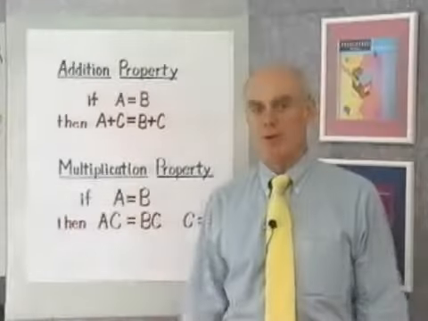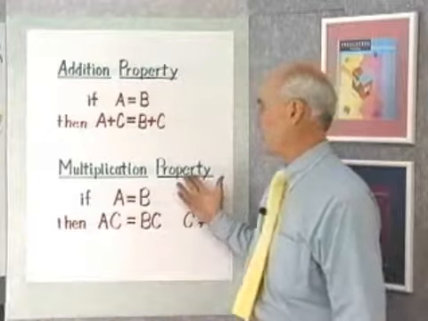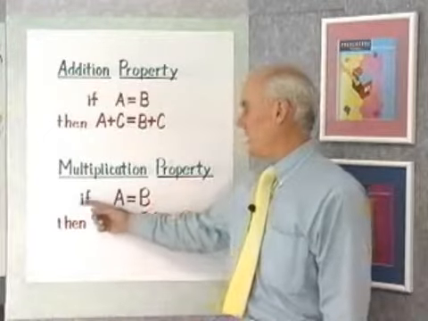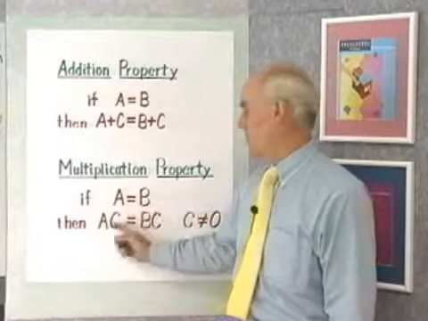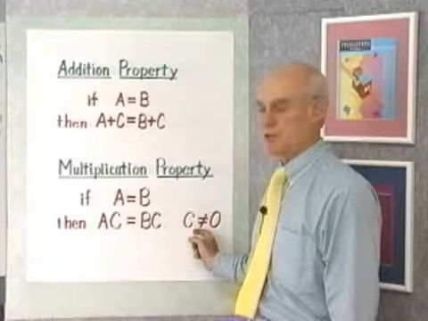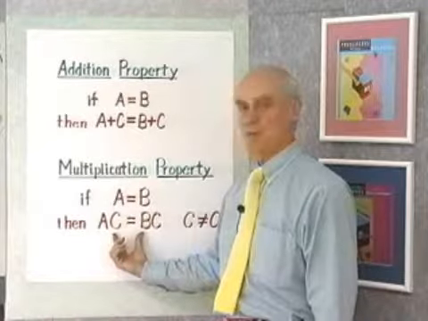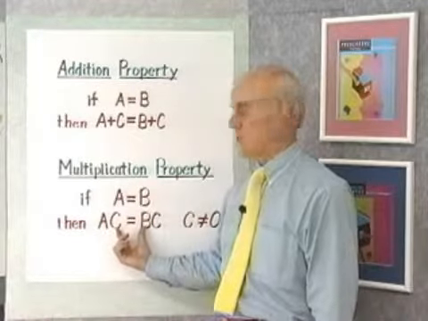We're going to add one more property to our list of properties that we use to solve equations, and it's called the multiplication property for equality. And it says that if A and B are equal, then so are A times C and B times C, as long as C is not equal to 0. Or the equation A equal B and the equation AC equal BC always have the same solution set.